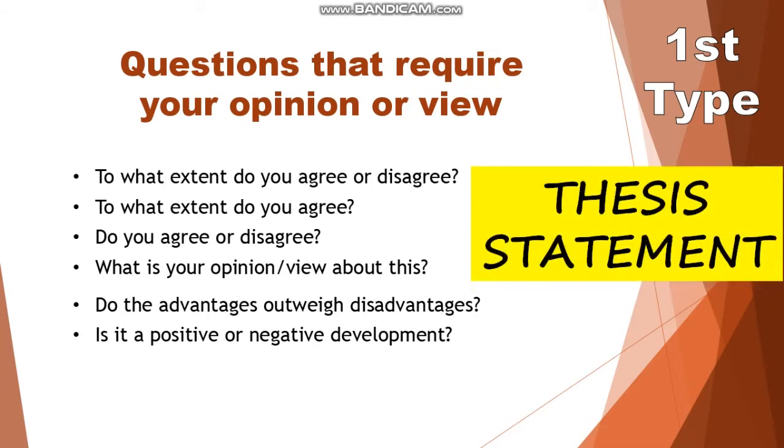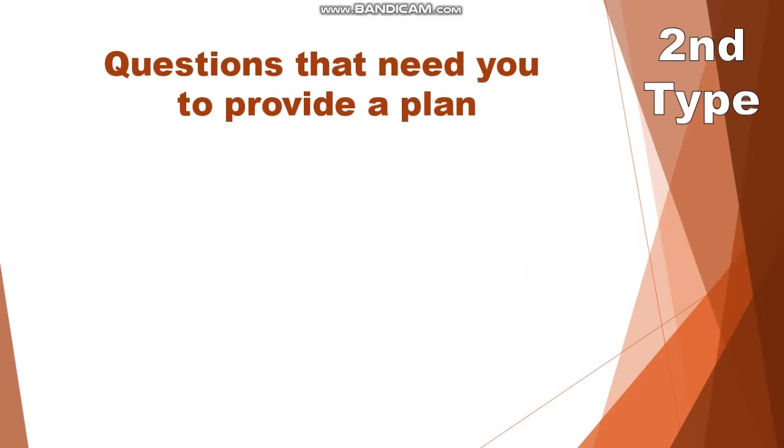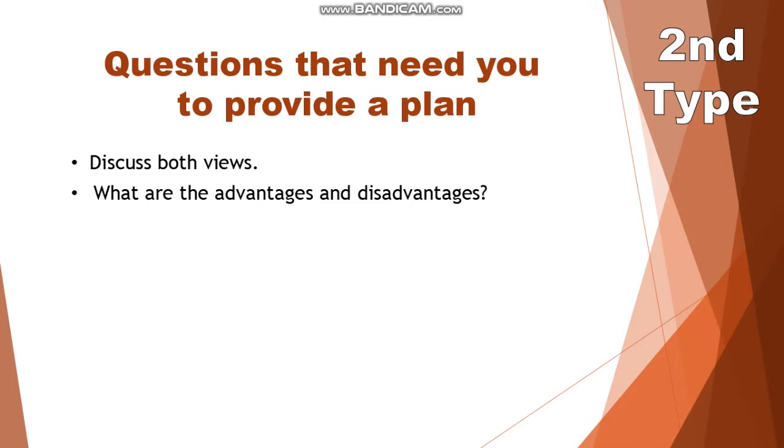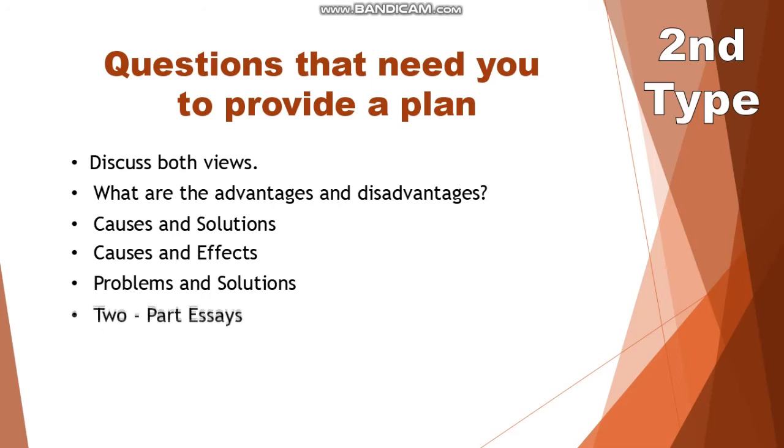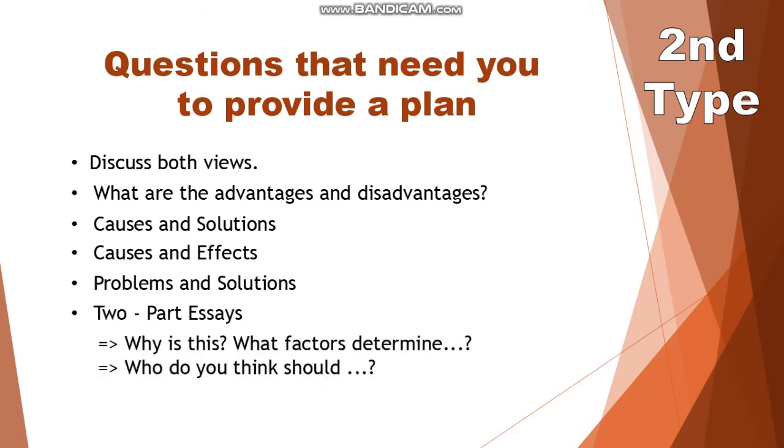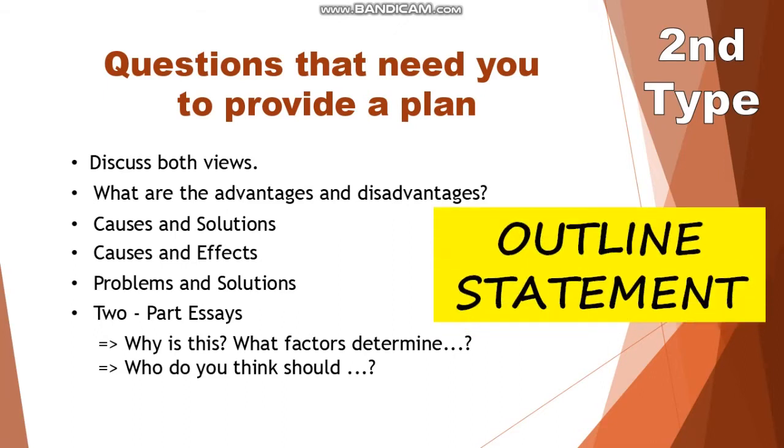The next type is the questions that need you to provide a plan. The typical examples are: discuss both views, what are the advantages and disadvantages, causes and solutions, causes and effects, problems and solutions, two-part essays, examples: why is this, what factors determine, or who do you think should. For these types of questions, we are going to use outline statement.